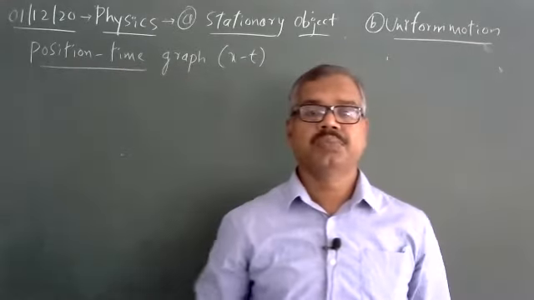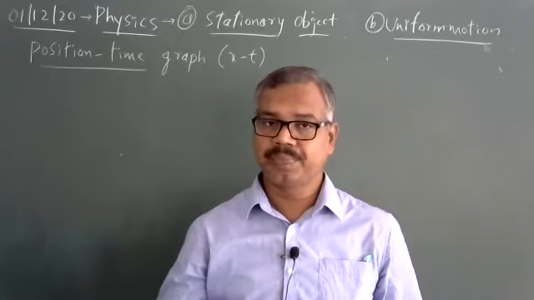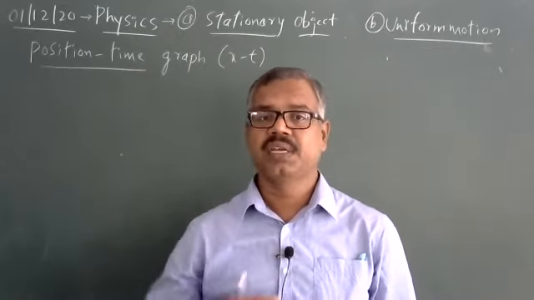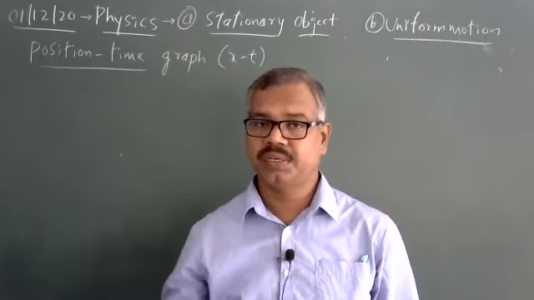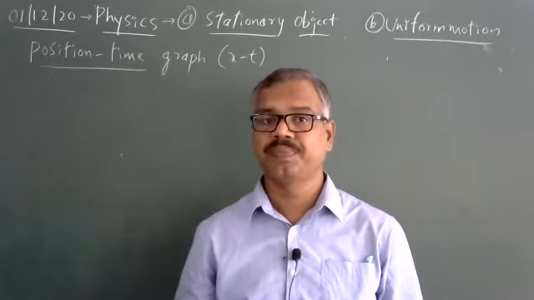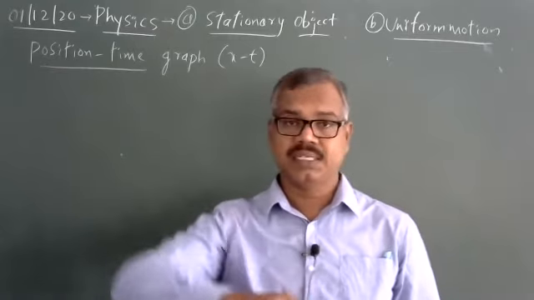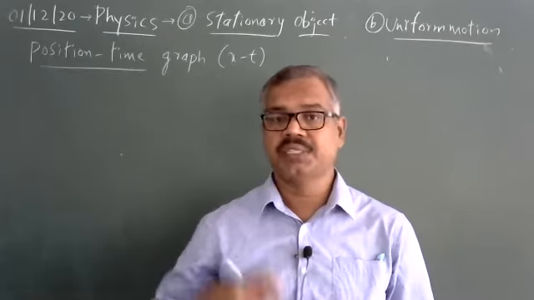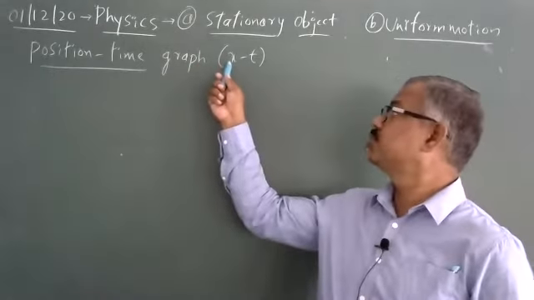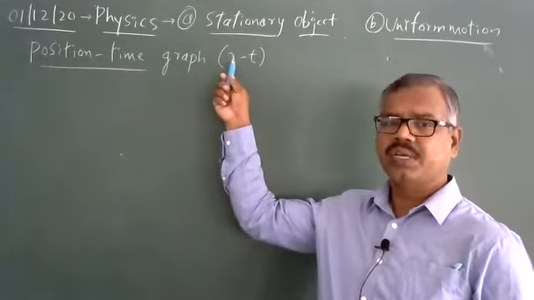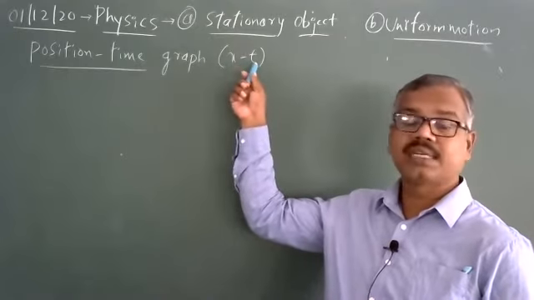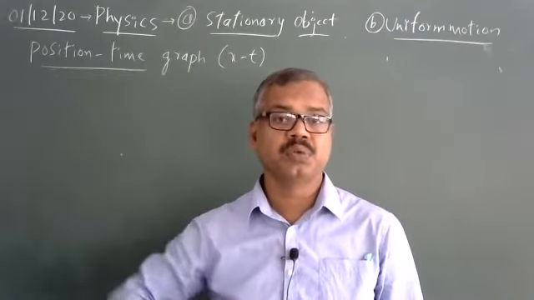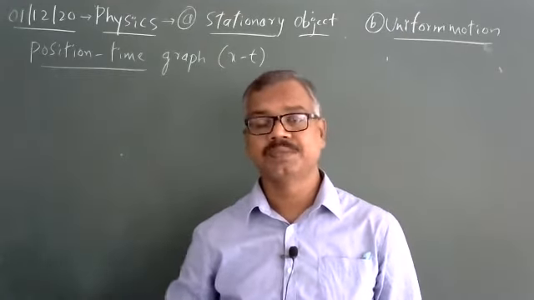Whenever an object changes its position with time, that is motion. Motion is defined as an object moving from one point to another with respect to time. When an object is at rest, I need to represent it graphically. The graphical representation is called the XT graph. X is position, the X coordinate along the X axis, and T stands for time. So there are two physical quantities. X is a position parameter which gives me the path length or displacement.